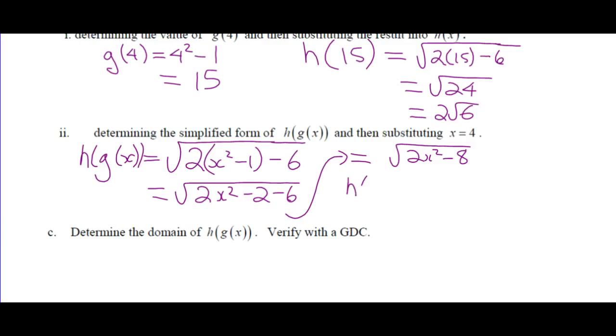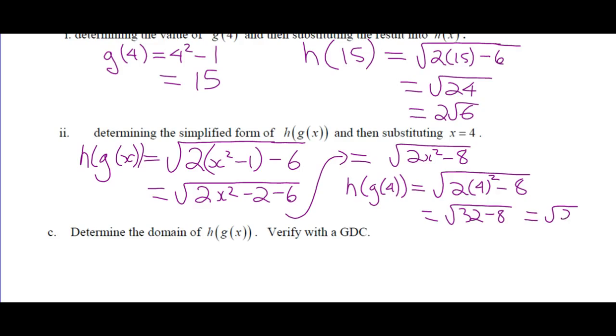So h of g of 4 is equal to the square root of 2 times 4 squared minus 8, which is the square root of 32 minus 8, which is root 24, which is 2 root 6. Good, I expected that because it's the same. It should be the same.